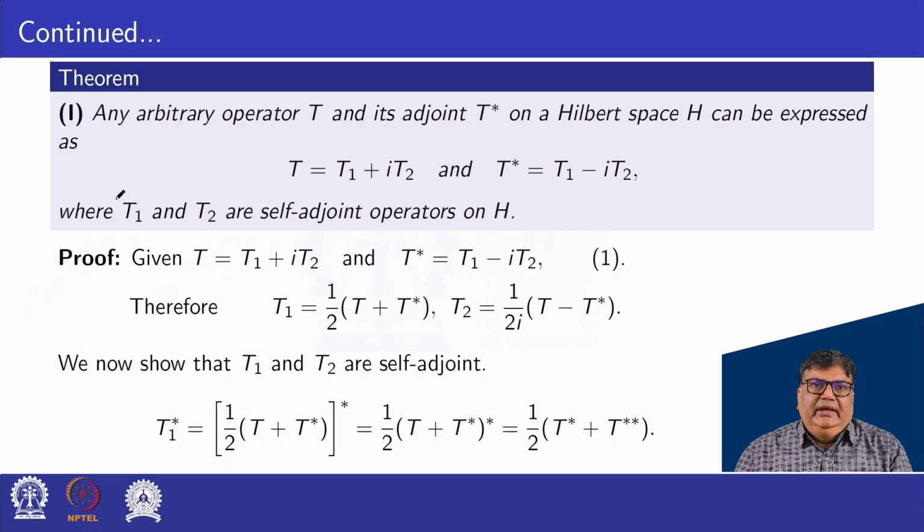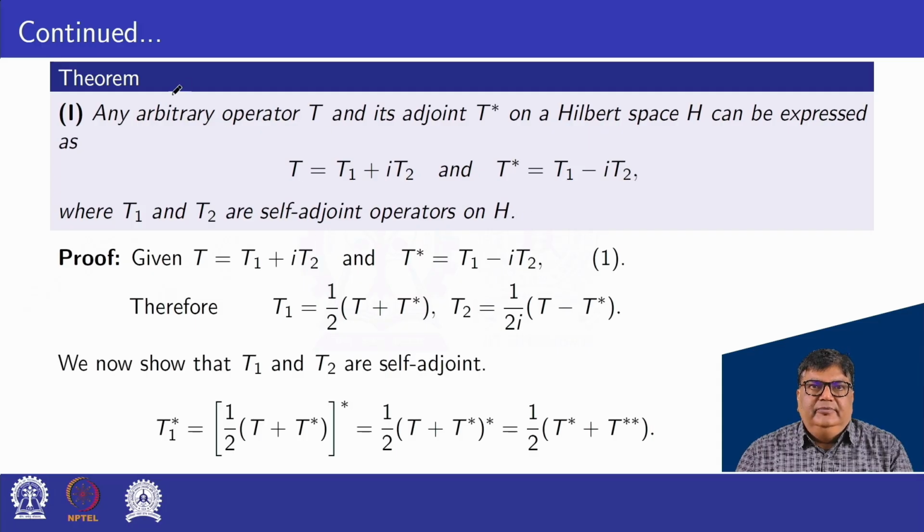Theorem: any arbitrary operator T and its adjoint T star on a Hilbert space H can be expressed as T is equal to T1 plus i T2 and T star is equal to T1 minus i T2, where T1 and T2 are self-adjoint operators on H.